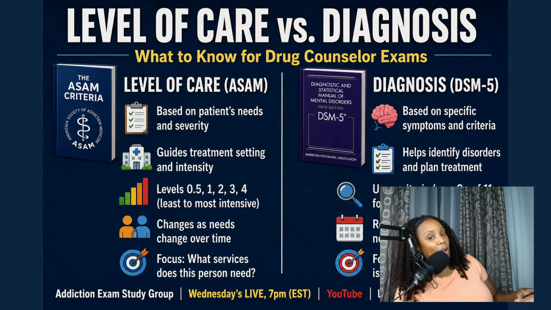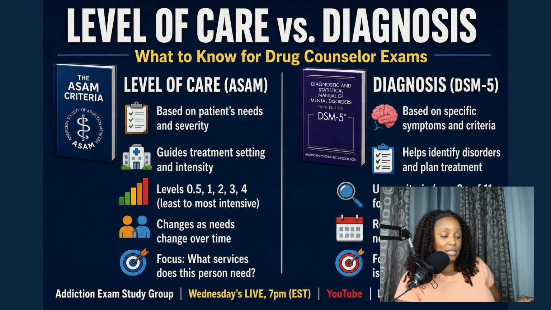Level 1, outpatient services. Level 2.1, intensive outpatient services. Level 2.5, partial hospitalization. Level 3.1, clinically managed low intensity residential services. Level 3.5, clinically managed medium intensity residential services. Level 3.7, medically monitored high intensity inpatient services. And level 4, medically managed intensive inpatient services.